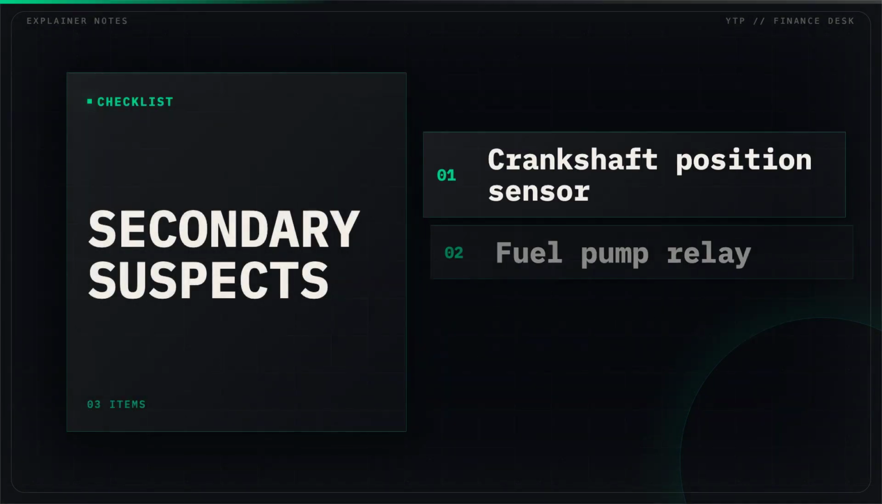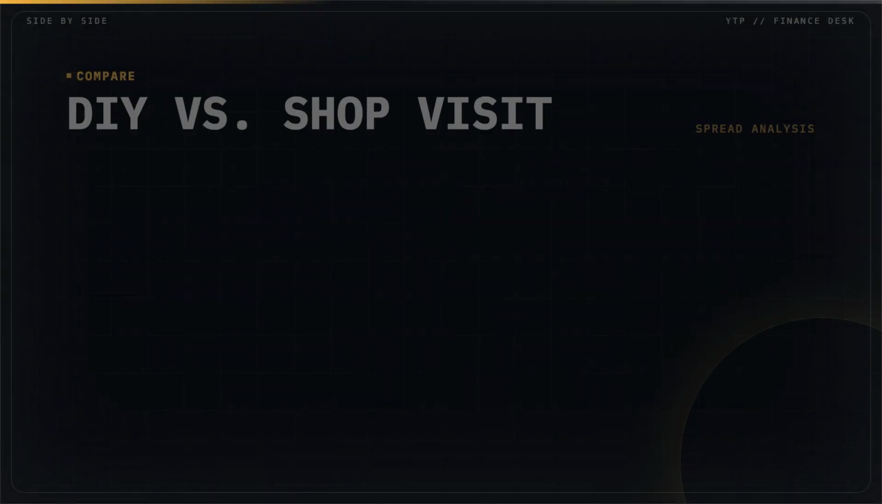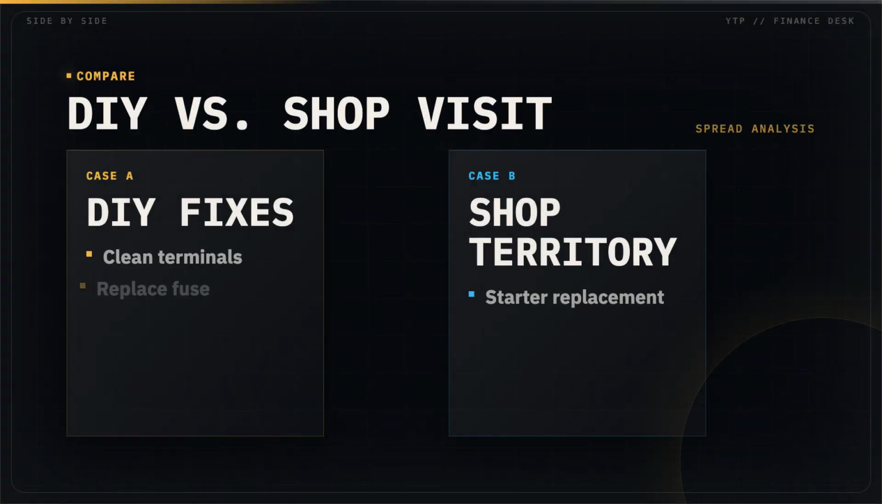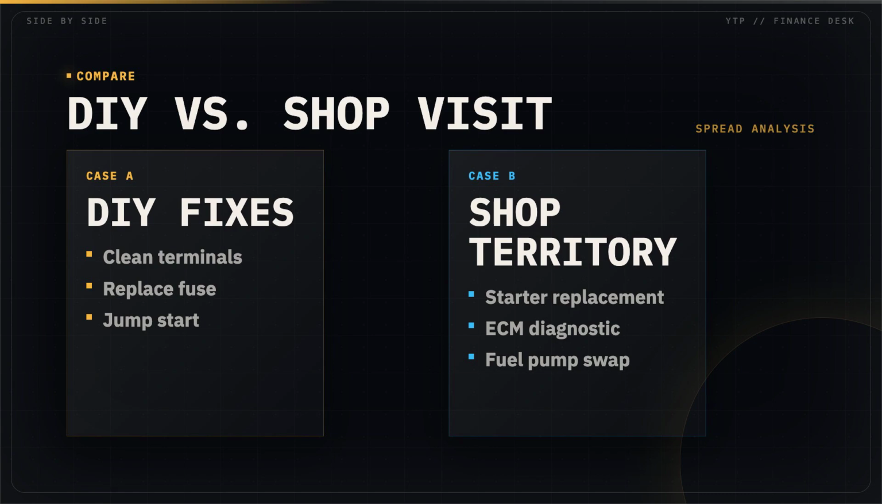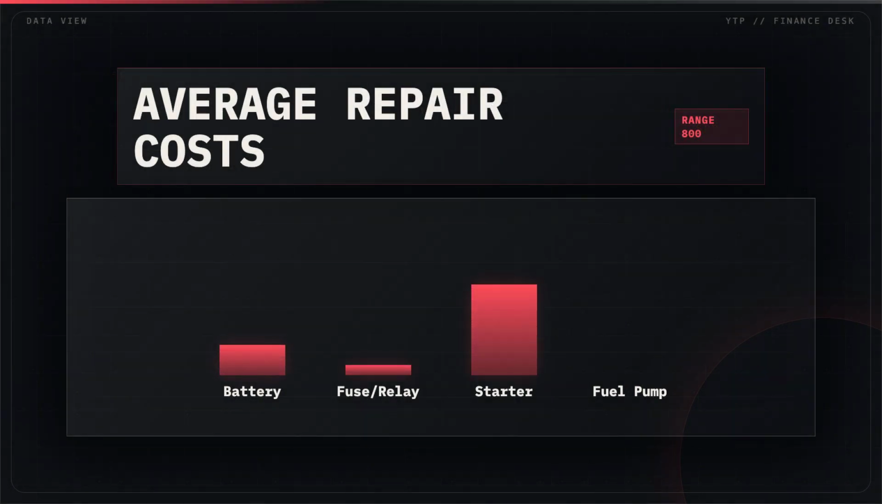If you hear a crank but no fire, the issue likely shifts to your fuel pump relay or a faulty crankshaft sensor. Simple electrical cleaning is a great DIY win, but internal starter or computer issues are often better left to the pros. Comparing repair costs shows that most common fixes are affordable, while fuel pump jobs are significantly more expensive.